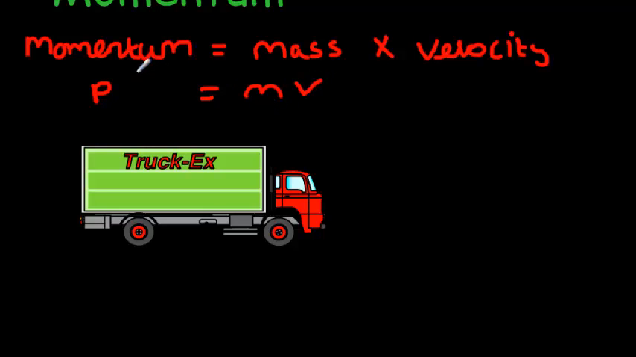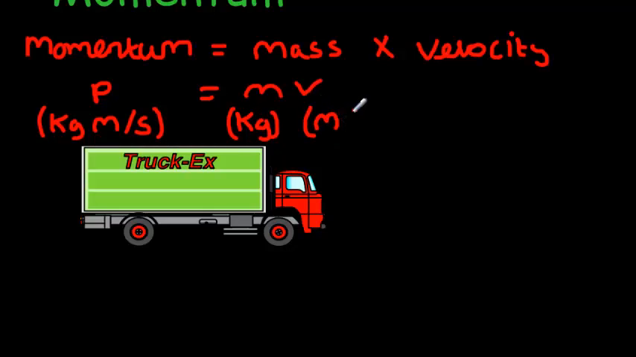Now, momentum itself has the units kilogram meters per second. Obviously mass is kilograms and velocity is meters per second, which is where it comes from, because kilograms times meters per second gives you kilogram meters per second.